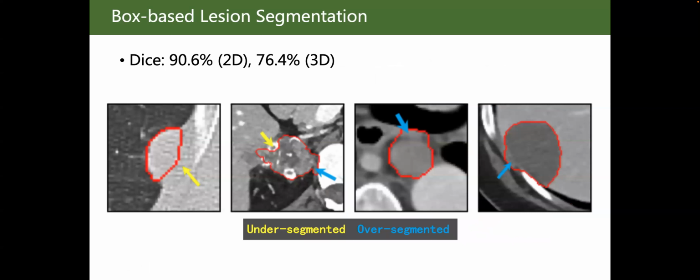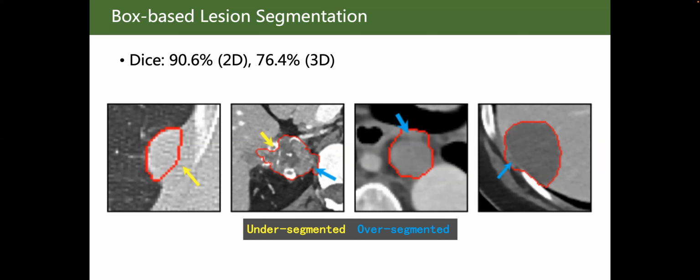The 2D and 3D Dice scores of the proposed method on the DeepLesion test set are 90.6% and 76.4% respectively. So we can see that the 2D lesion segmentation result is promising, but the 3D segmentation performance is not that good. This figure shows 4 visual examples of the results produced by the proposed method.